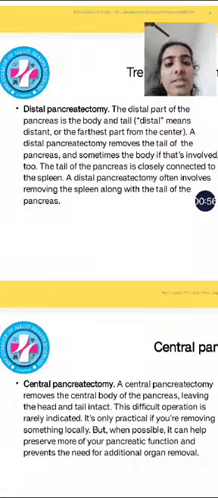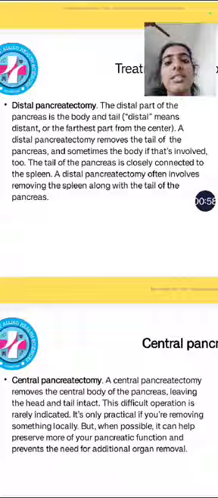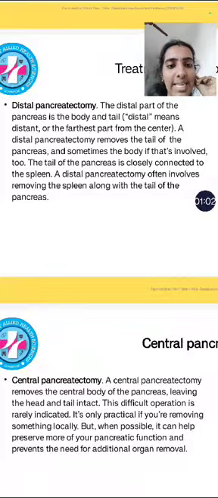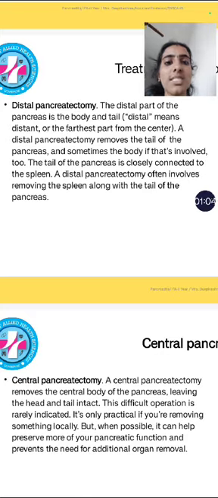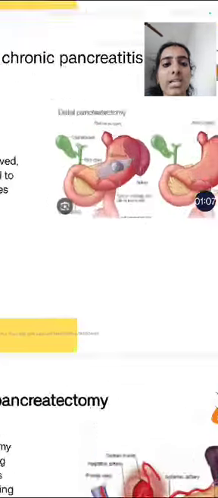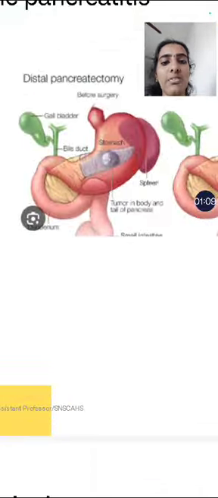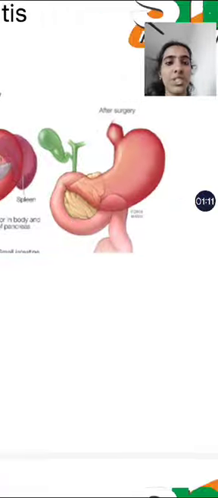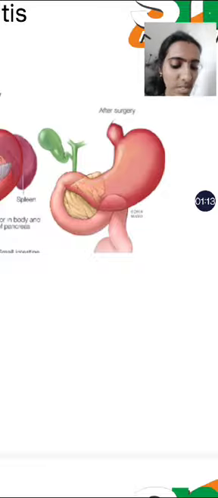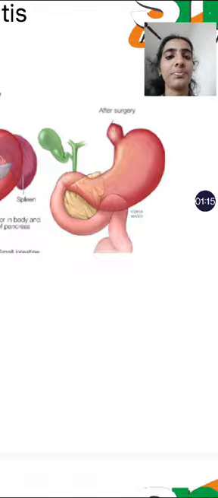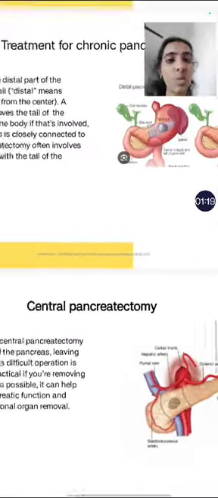The tail of the pancreas is closely connected to the spleen. The distal pancreatectomy often involves removing the spleen along with the tail of the pancreas. This is called distal pancreatectomy. So this is the diagram. In this picture we have the distal part, and in another picture, this is after surgery. In this picture we are not able to see the distal part because it is removed. So this is one procedure.